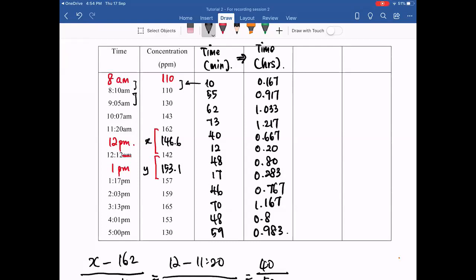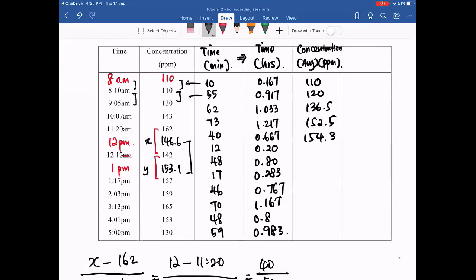Okay, so the next thing is that you want to know the average concentration because this is in between here. So which data do you want to take? What I'll normally do is open up another column called average concentration, in ppm also. So I'll take the average of these two. In this case it will be 110. Then the second average, which gives you 55 minutes, is 120, and so forth. So 136.5, 152, 154.3.